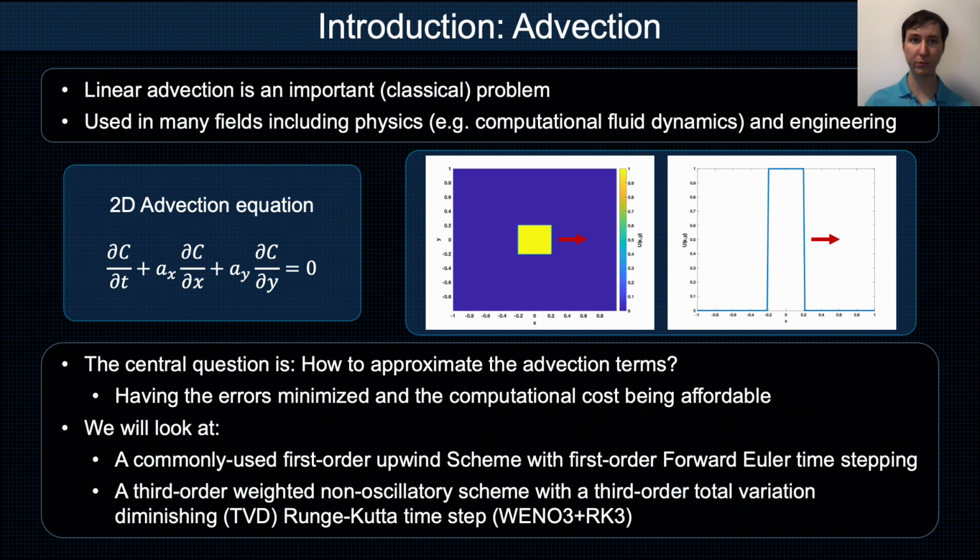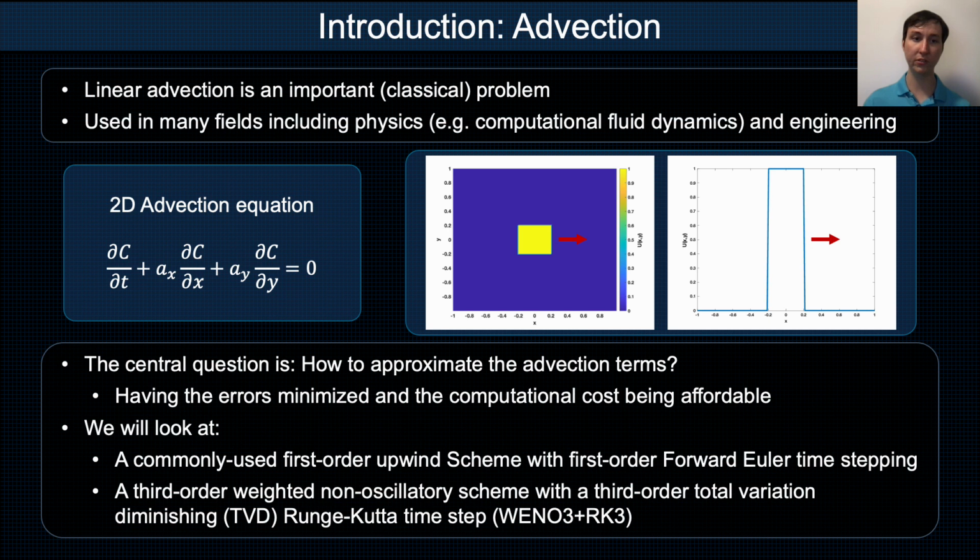Let's first introduce what advection is. Linear advection is an important classical problem. It's used in many fields, including physics, computational fluid dynamics, and engineering. The 2D advection equation is a partial differential equation. And here, these two graphs represent what advection does. We want to take this box initial condition and advect it in the direction of the arrow. We also provide a 1D slice of this box, showing that this box is a shock initial condition, which is a little bit more difficult to advect correctly.